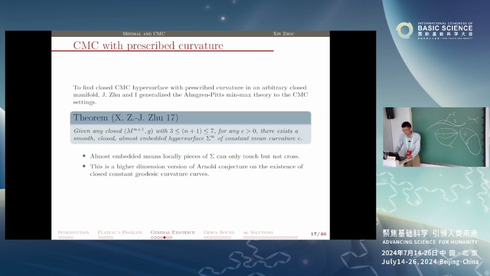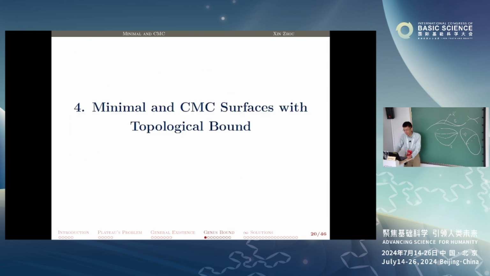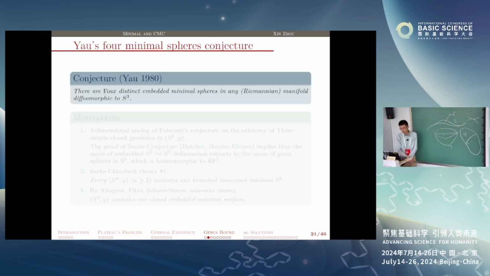Yeah, and other questions? So in this part, I want to talk about surfaces with controlled topology. What can we do even in dimension 3? Do we have more information? A famous conjecture was a conjecture of Yau made in his problem list. We call it Yau's four minimal spheres conjecture. I'm always starting with minimal, then I shift to the CMC part. The conjecture asserts that there are always 4 distinct embedded minimal 2-spheres in any Riemannian manifold diffeomorphic to S3.